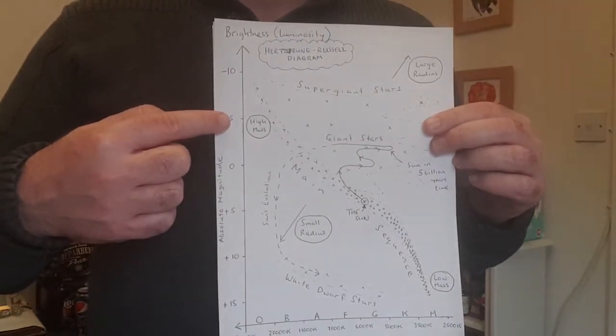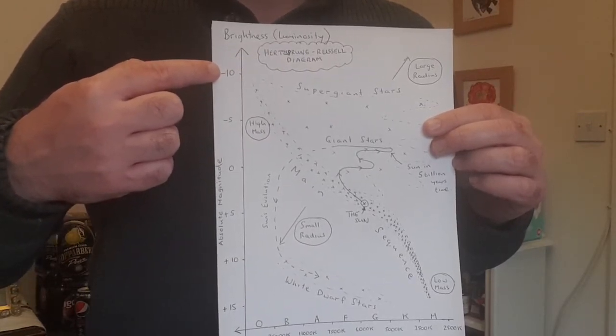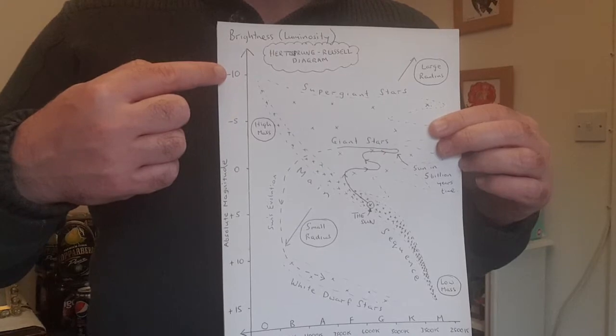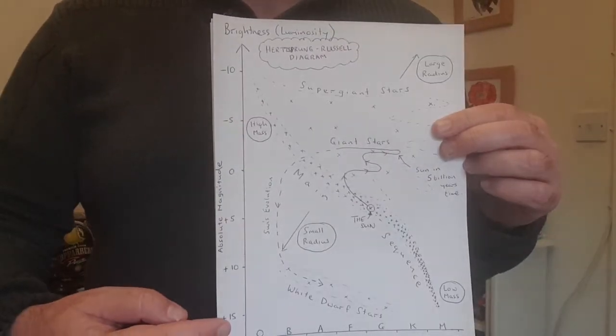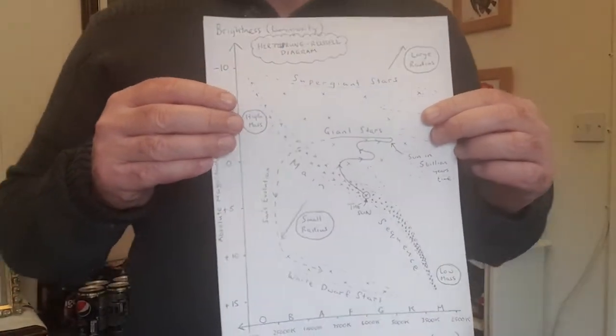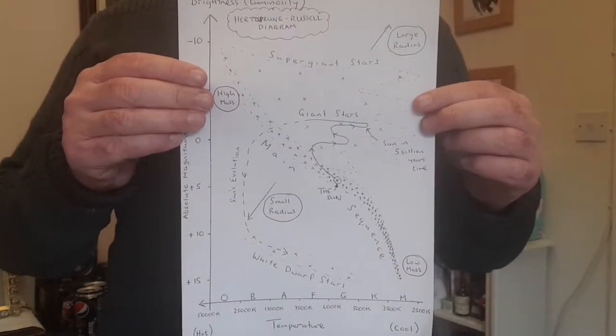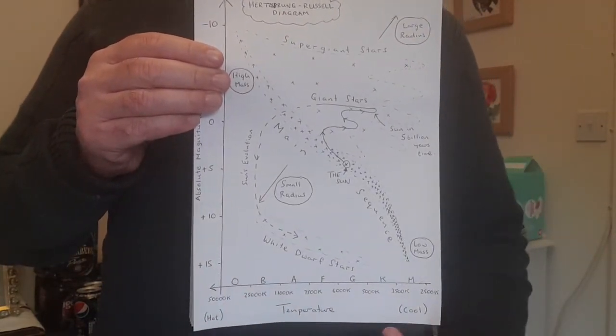Minus 5 would be 100 million. And minus 10 would be 10,000 million, so 10 billion times brighter than the star that's down here. So it's actually covering a huge range of brightnesses because it's a logarithmic scale. And on the x-axis, you've got temperature.